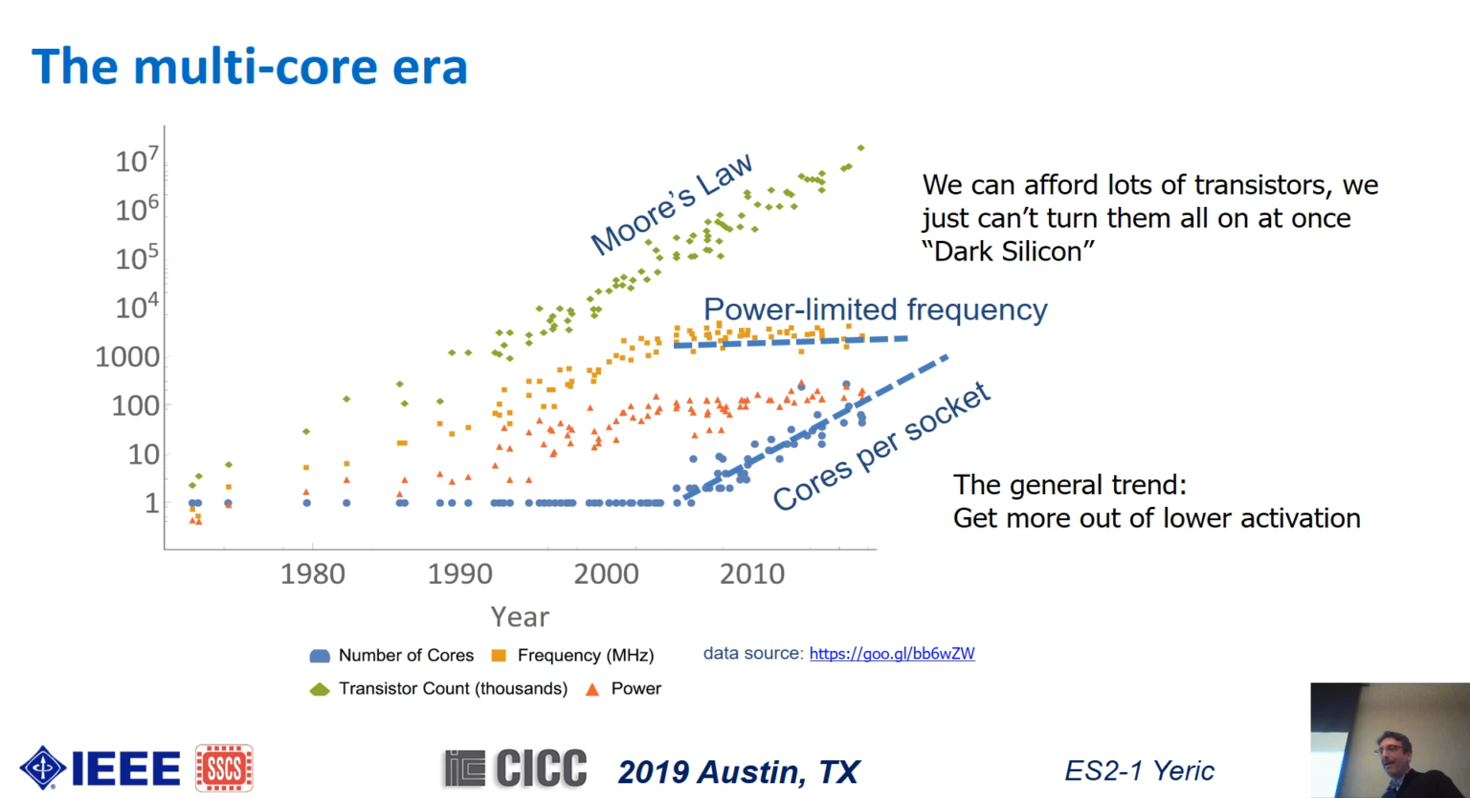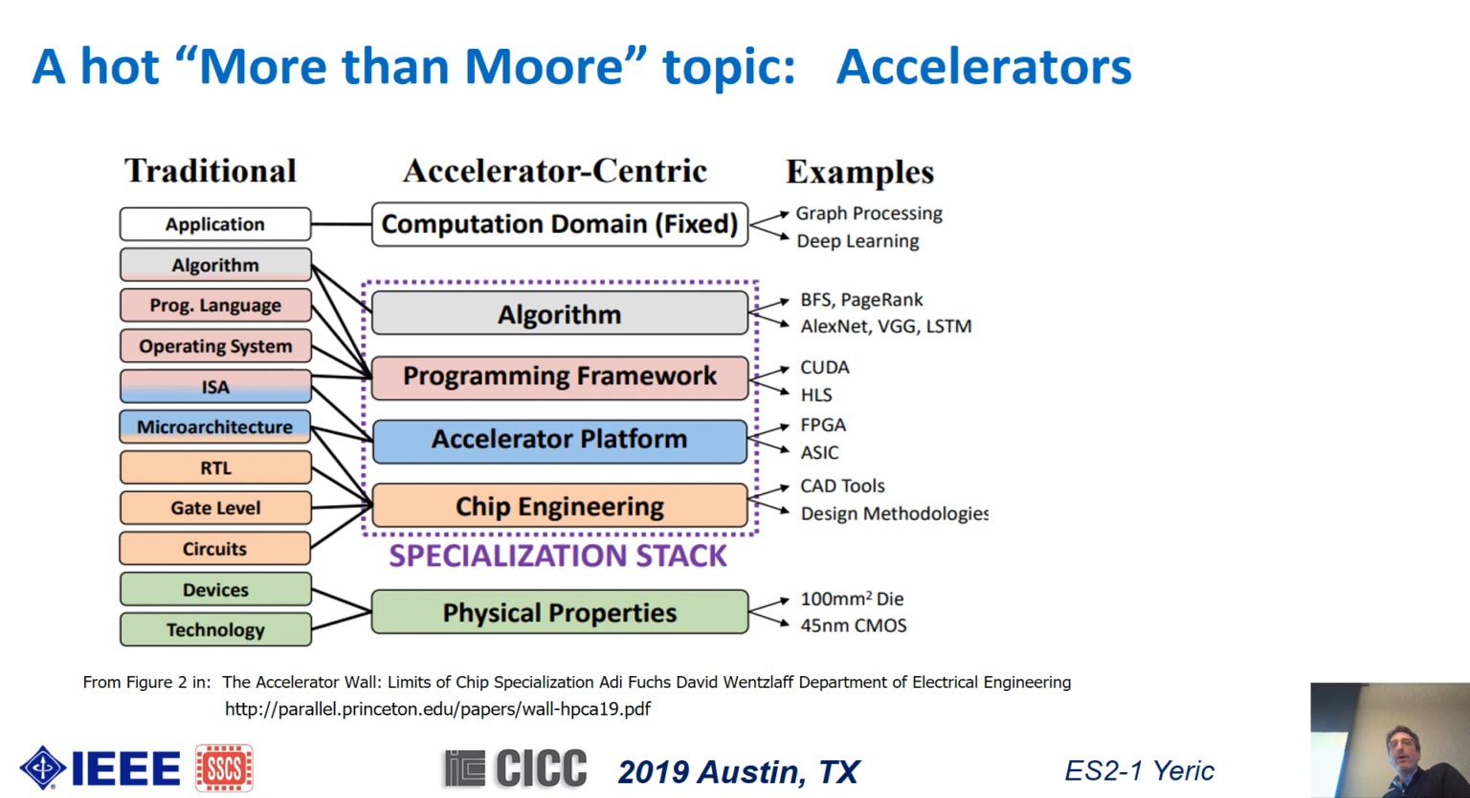But the general trend is that we can't afford to turn on all the transistors that we're given from Moore's Law. We have to get good at getting useful work out of the transistors with lower activation, meaning we're not going to turn them all on at once. We're going to do a few key pieces that we need to do calculation-wise and keep the rest of the stuff off. And a broad term for that dynamic that I just mentioned is accelerators.